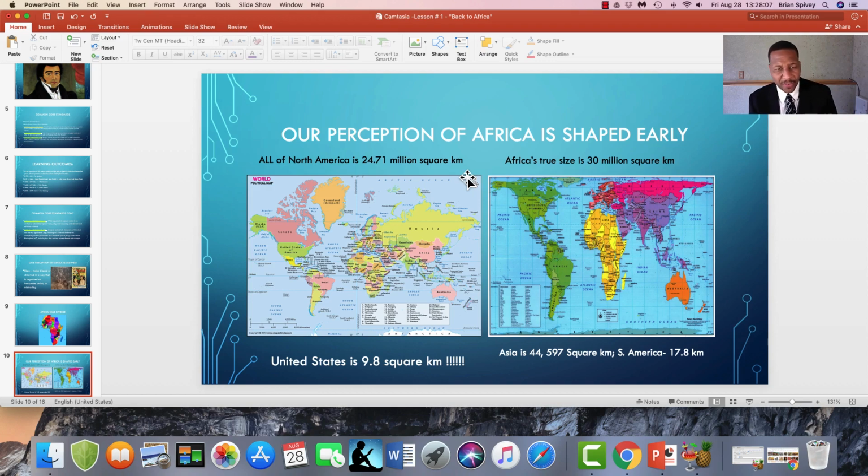Now they've elongated South America, but South America is only 17.8 million square kilometers. It should not be bigger than Africa. And Asia is 44.5 million square kilometers. So Asia is the biggest continent. But in this map here, you got Russia, but I don't know if they do depict Asia better here, but they don't depict Africa, which is the second largest continent.